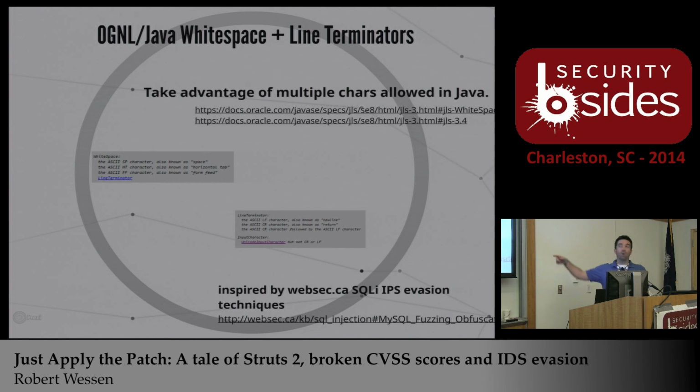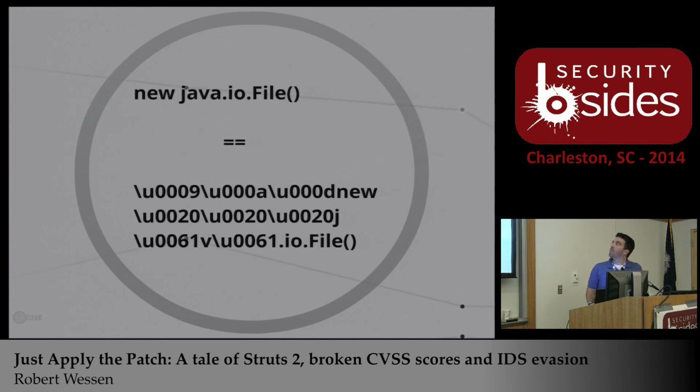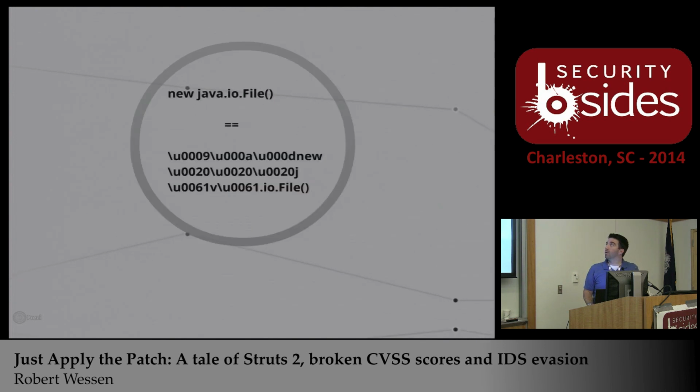So a lot of what we're doing here is looking at that and thinking, well, if you can do that for SQLi, why can't we do it for OGNL too, right? And so what you end up with is something like this. New Java IO file is exactly equivalent to what you've got right there. Those two, when they get evaluated, are the same, but to the WAF and on the network, they look drastically different.